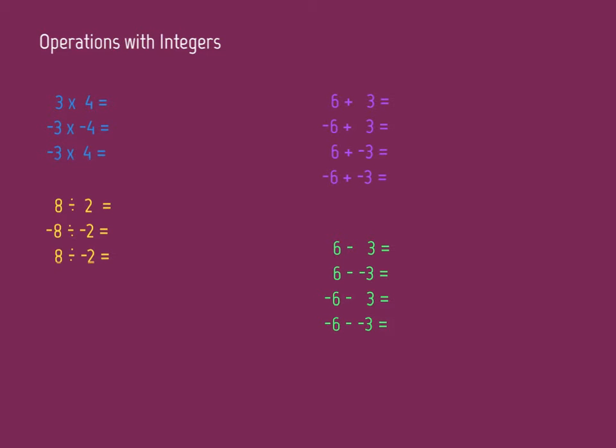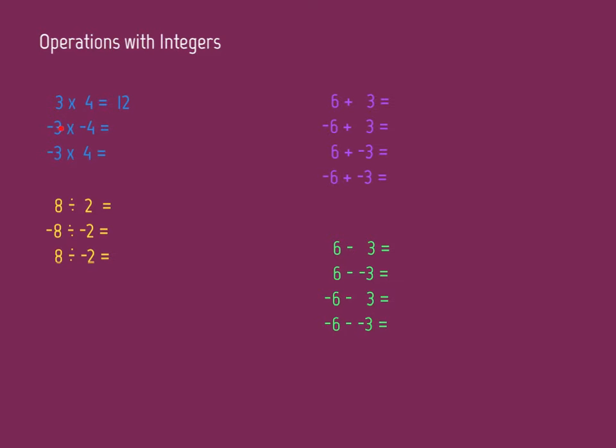So the first thing is if we have 3 times 4, that's the same thing as 3 groups of 4. Multiplication means groups of. So if you think about this, we're doing 4 plus 4 plus 4, which would keep it positive. 3 groups of 4 would be a positive number. In fact, you should get positive 12.